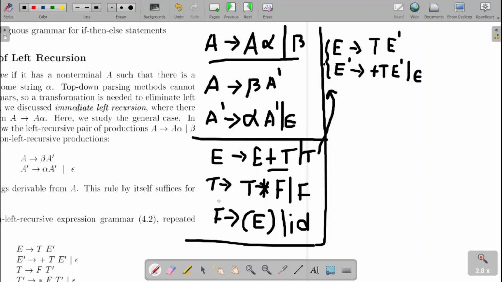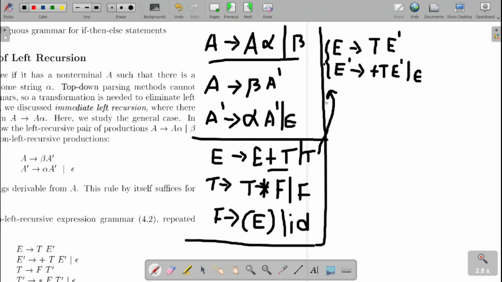Let us take the next example. What is our next example? T derives T star F or the F. Let us check whether it has the immediate left recursion. T is here, T is here. Yes, we have the left recursion and I need to eliminate it. How to eliminate? Again, I will compare with the standard notation, A derives A alpha or the beta.